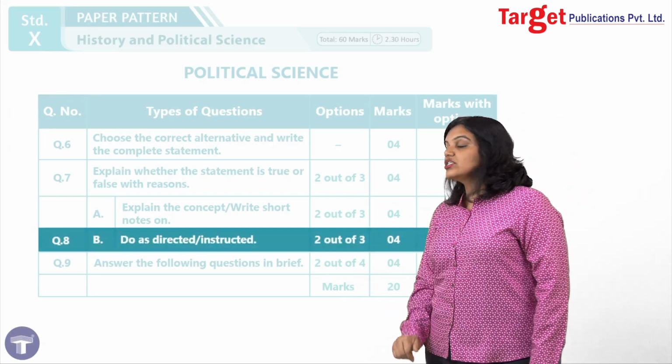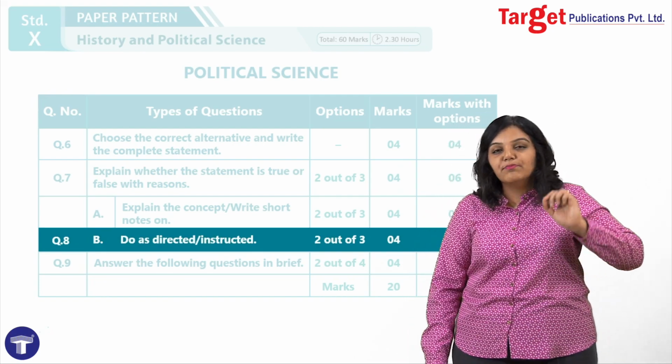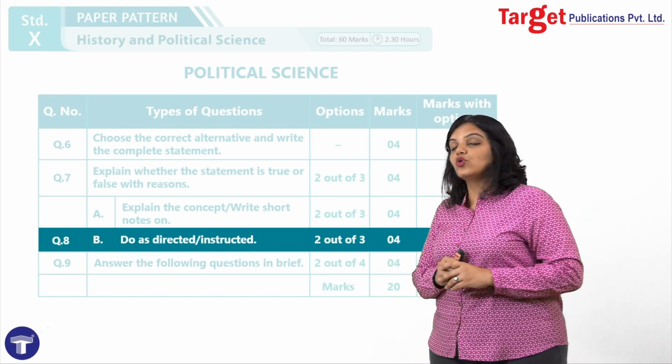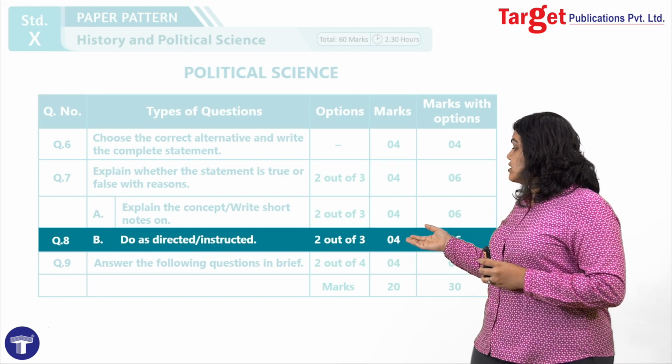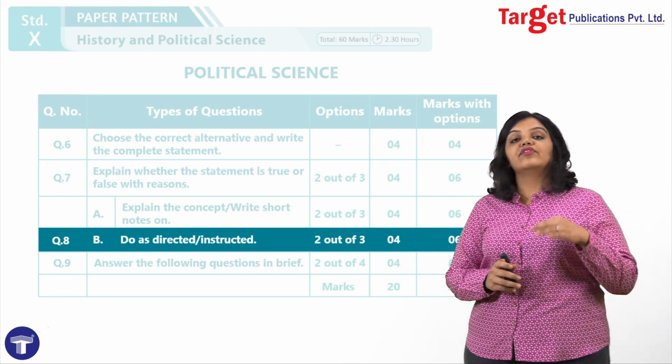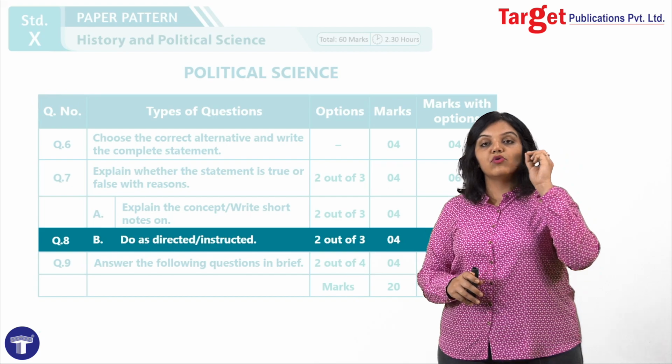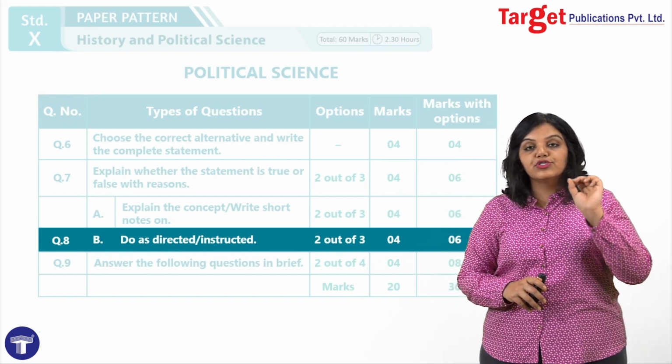Next we come to question 8b. Question 8b deals with do as directed or instructed. This question is of 4 marks. You will be given 3 questions, out of which you attempt only 2, each of which is of 2 marks.